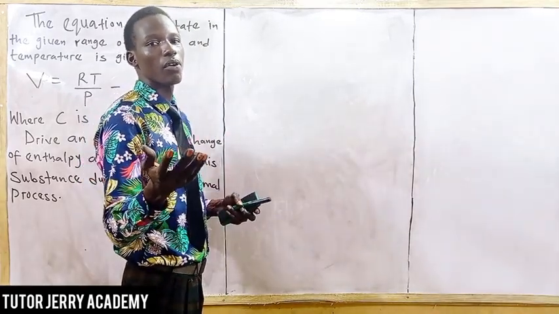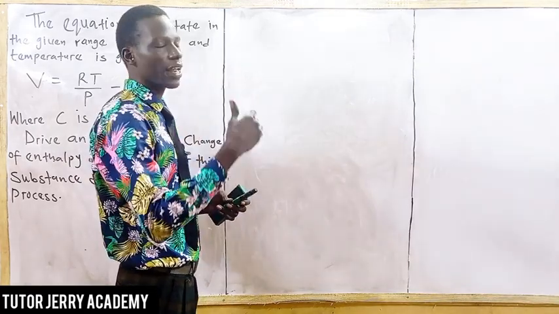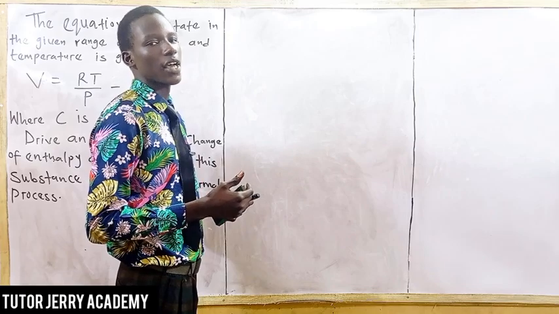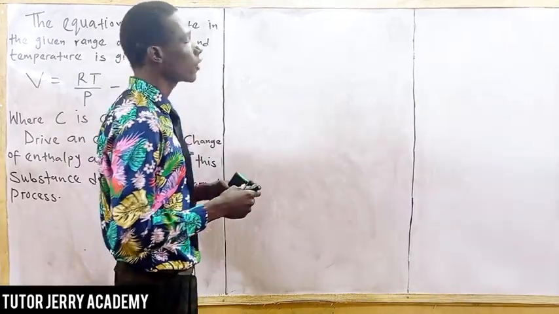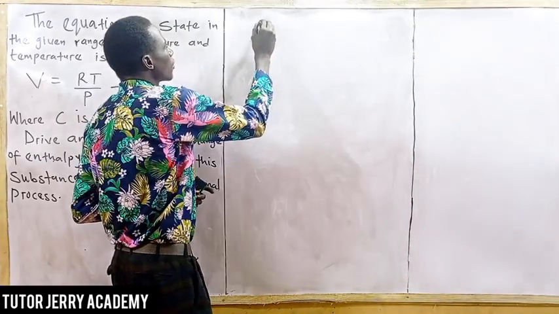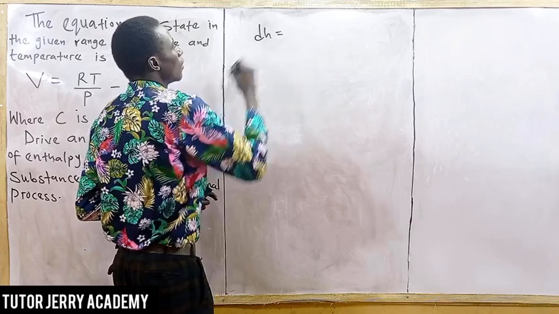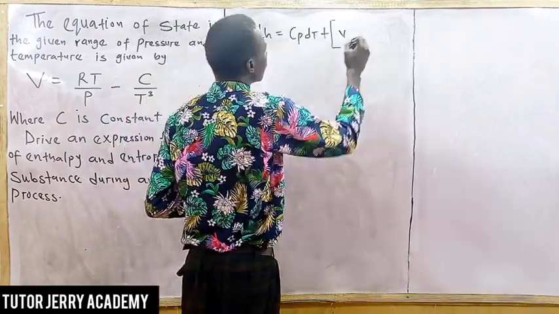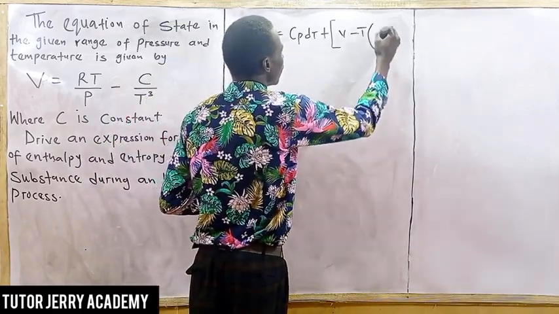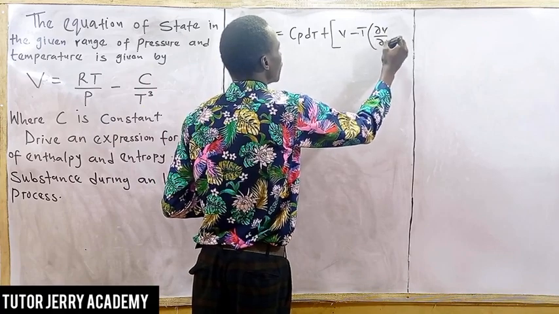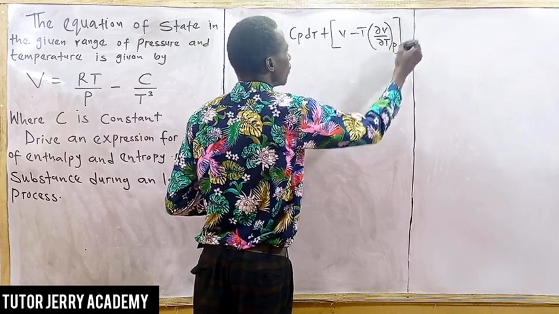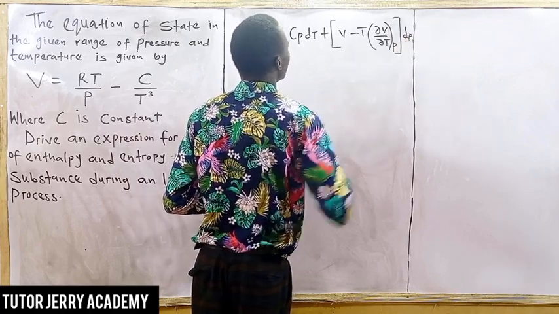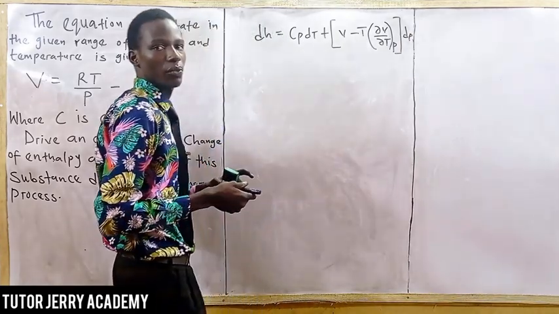In order to solve this question, we are going to use the generalized form of the change in enthalpy, which has been proven in our previous lectures. It is dH equals the integral of (V minus T times the partial derivative of V with respect to T, keeping P constant) dP. So this is what we have.